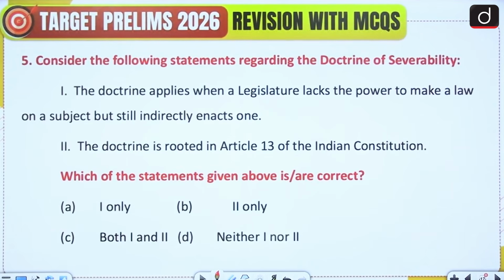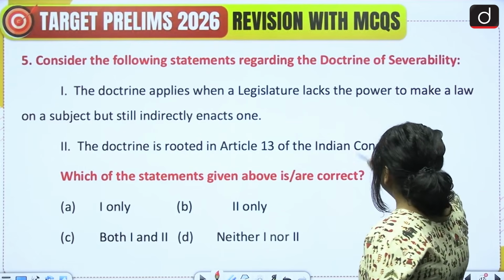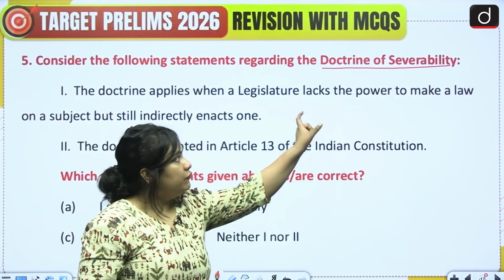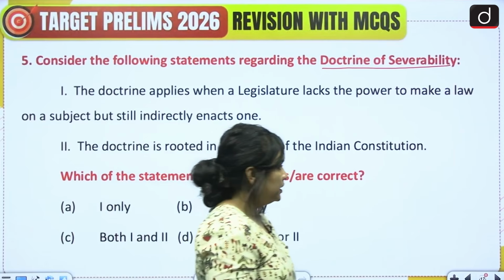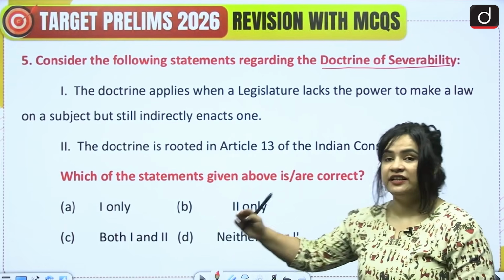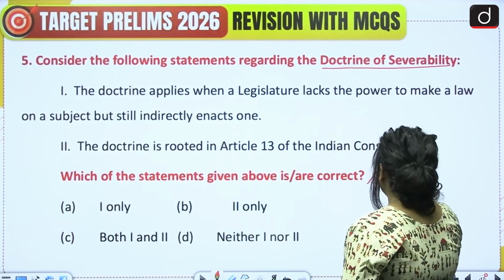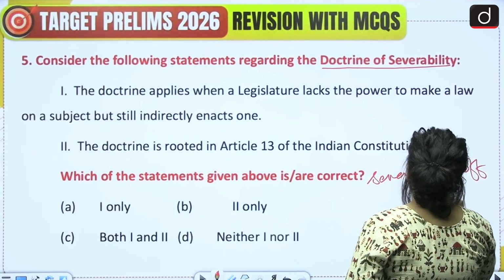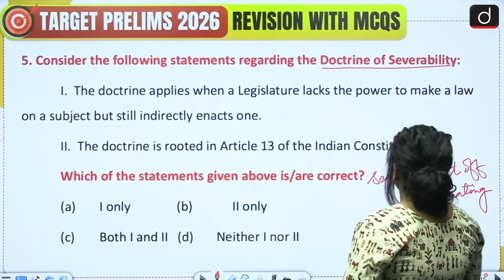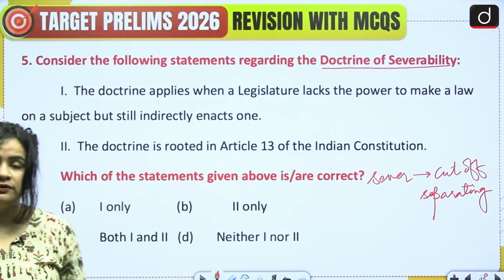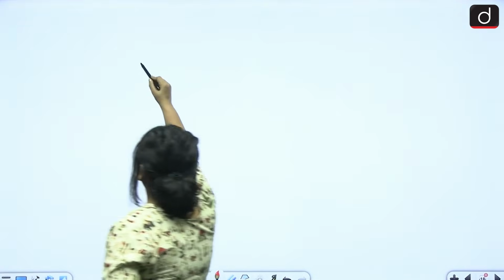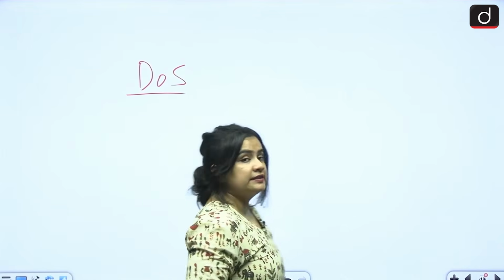Question 5. Consider the following statements regarding the doctrine of severability. Before we look at the statements, let's first try to decode what doctrine of severability means. What does the term sever mean to you? When we talk about sever, we talk about severing ties, severing a connection. So the term sever means cutting off or separating. Needless to say, the doctrine of severability must also be dealing with cutting off or separating. So let's understand what this doctrine is in simple words.